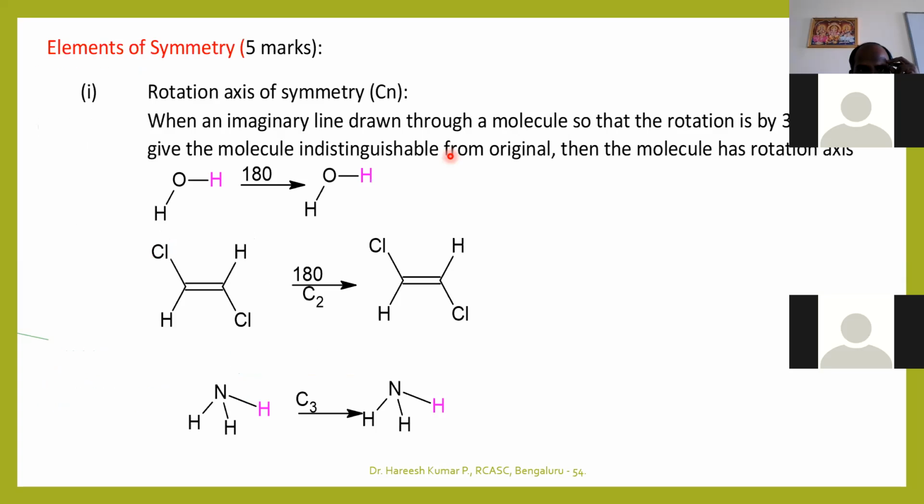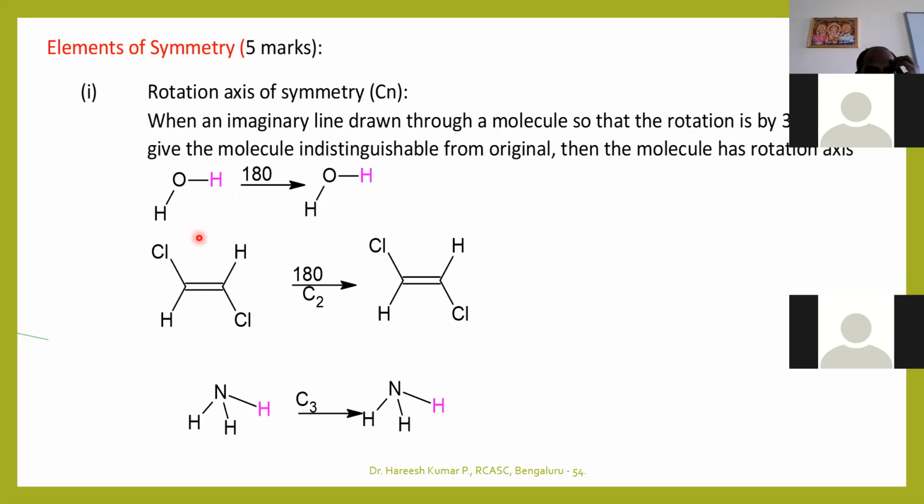The next slide will give you the elements of symmetry. It is possible to frame a question on this, maybe for 2 marks or maybe for 5 marks. So here I'm taking the rotation axis of symmetry, represented as Cn. What does it mean? Taking one example, the name of this compound is water. I marked one hydrogen in pink and the other in black.